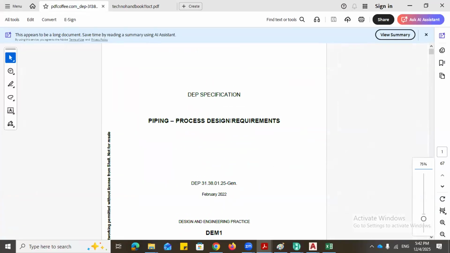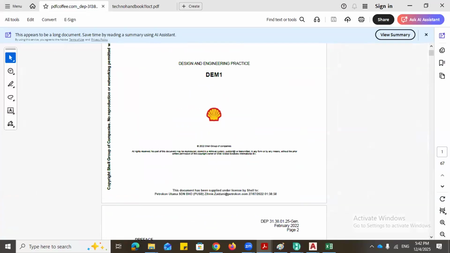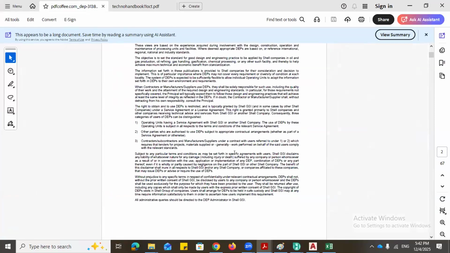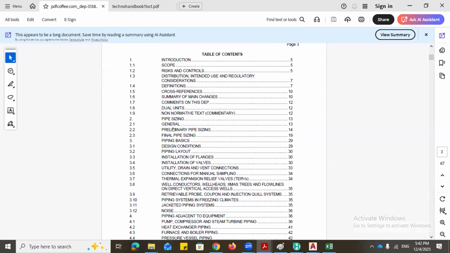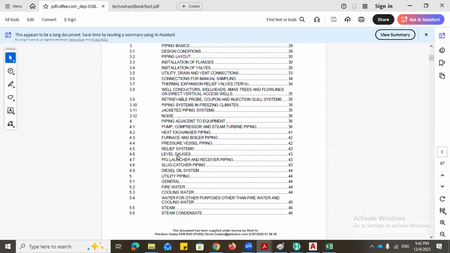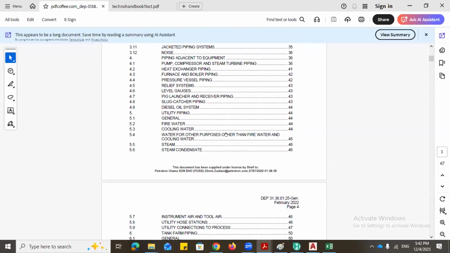This is the process design requirement. This is the code and standard for sizing lines, pumps, so many things as stated by Shell. So you have a lot of things: pipe sizing, piping layout, design conditions, PSV, level gauge, fire water, and so on and so forth, right?